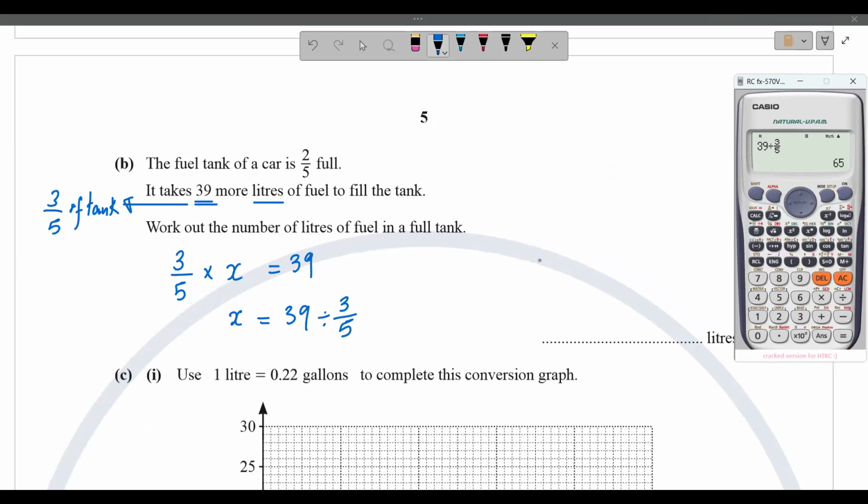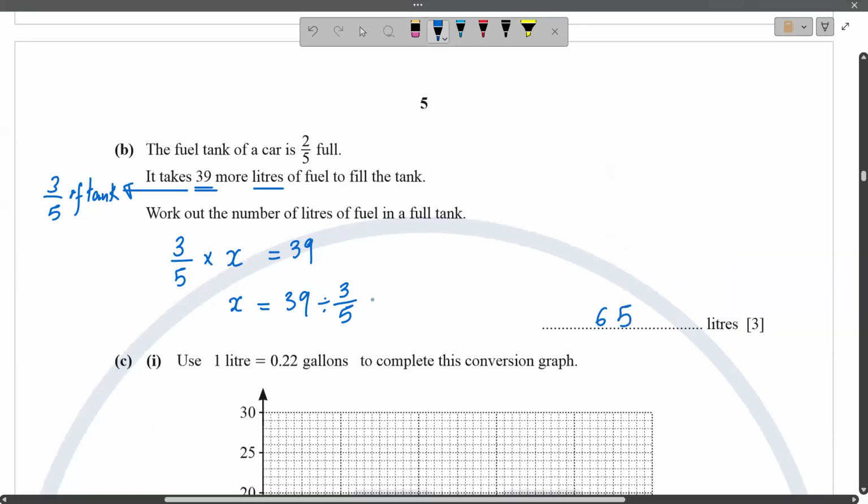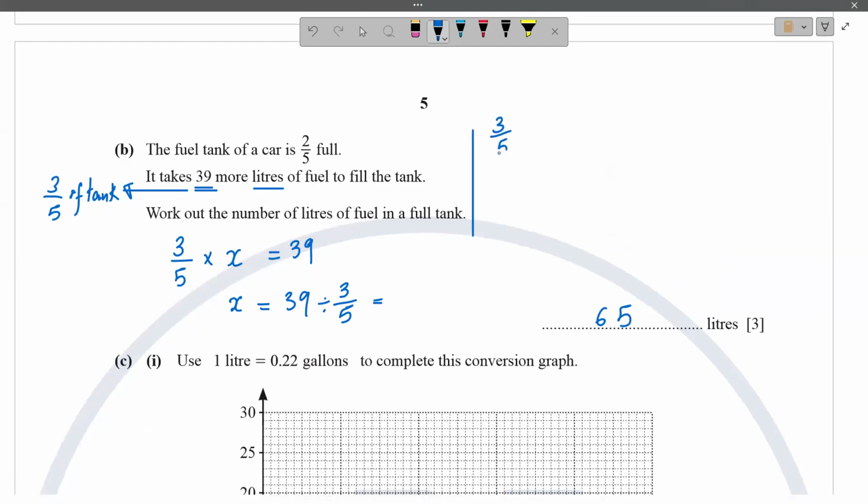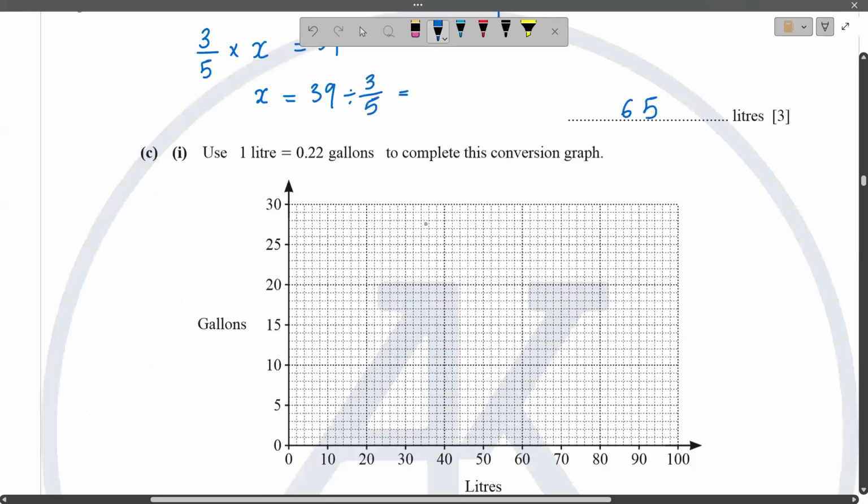Which is equal 65. Another way to solve it: 3/5 is represented by 39 liters, or 39 is represented by 3/5 as a fraction. So how many liters here, if I'm talking about 5/5 or 1? Cross multiply to get the same 65.